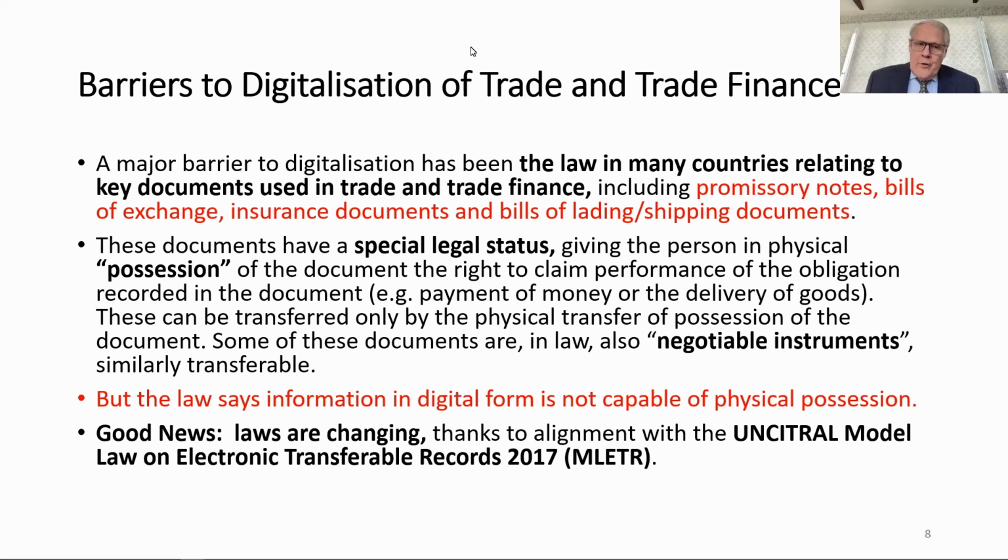The law, though, in virtually all countries said that if the information in those documents was in digital form, not in paper form, in digital form, it wasn't possible to possess. You can possess the paper and hold it in your hand, as I'm showing here, but of course you can't possess something in a digital form, electronic information in a digital form.